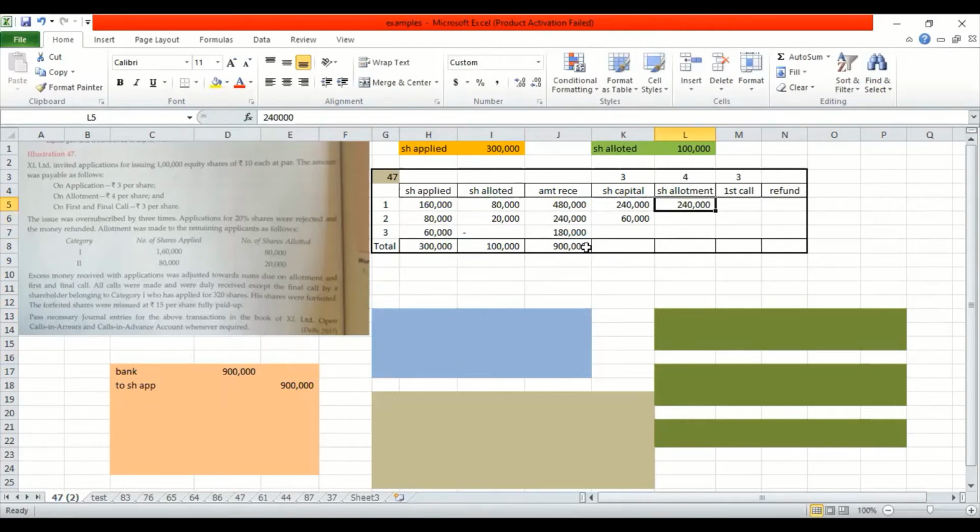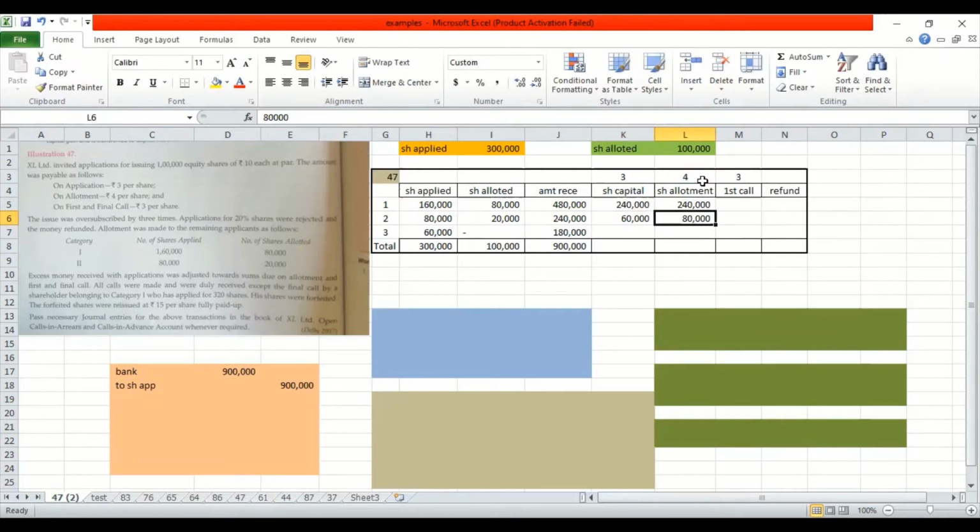Now once I put this 2 lakh 40, I should be assured that I have the capacity to put 2 lakh 40 in that box. So what is the capacity? 80 into 4, that is 3 lakh 20 is the capacity of this box. That means I can transfer 2 lakh 40. Over here, what is the capacity? 20 into 4, that is 80,000. I cannot put the entire 1 lakh 80 over here, because understand the capacity is only 80,000.